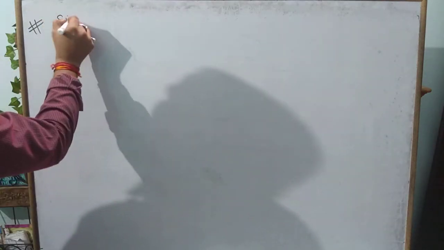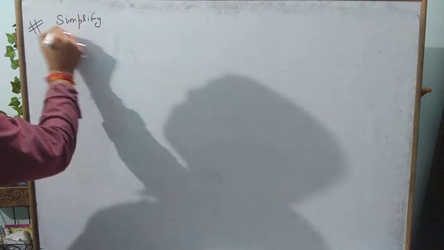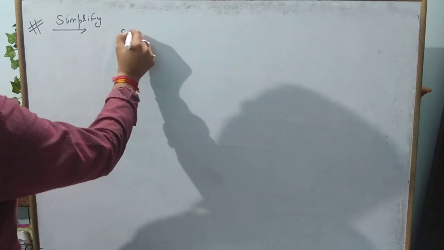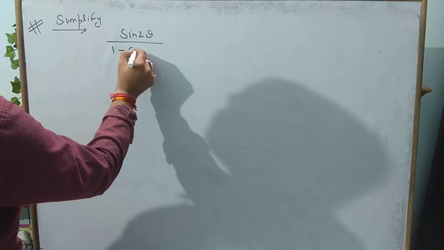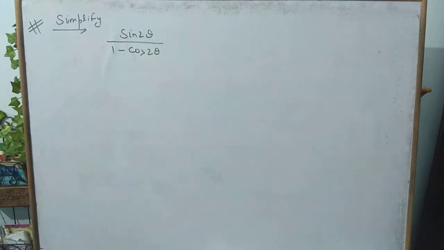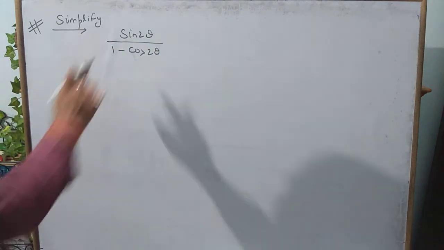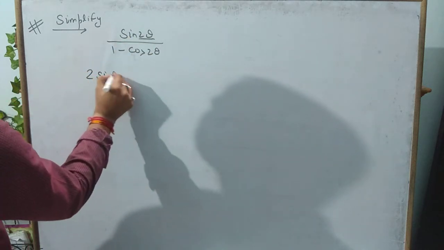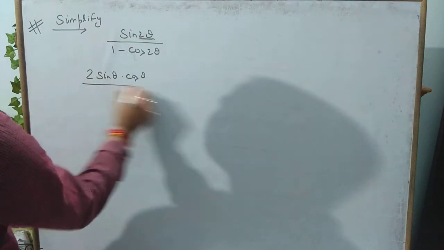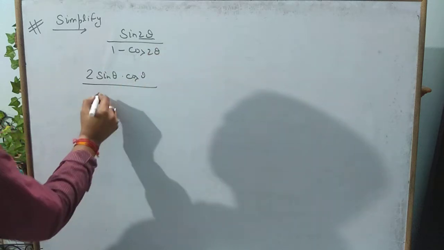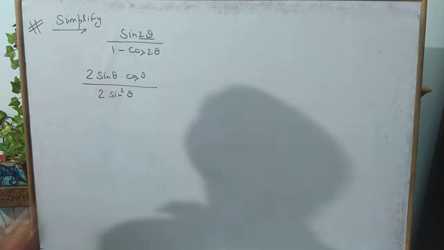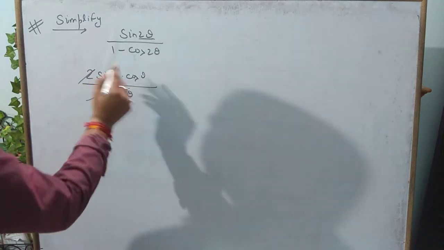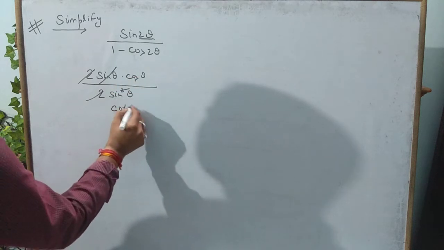Now after that, let's see how to prove this type of question. Suppose the question is written: simplify sine 2 theta upon 1 minus cos 2 theta. The question is saying simplify. So you will see sine 2 theta, the angle here is 2 theta. So sine 2 theta we can write as 2 sine theta cos theta upon 1 minus cos 2 theta, which is 2 sine square theta. So 2 and 2 cancel, sine and sine cancel. It's cos upon sine, which gives cot theta.